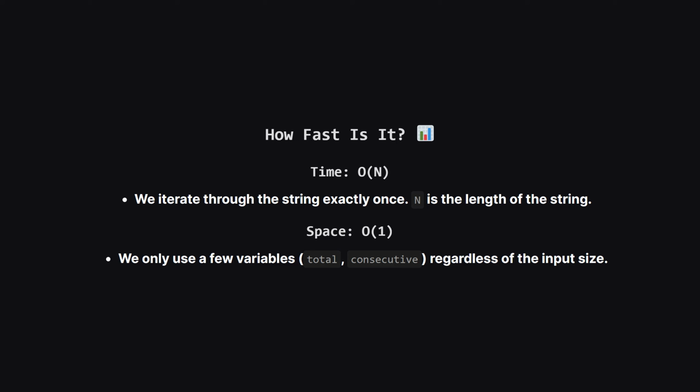So how efficient is this? For time complexity, it's big O of n, where n is the length of the string. This is because we make just a single pass through the input. And for space complexity, it's big O of 1, or constant space.